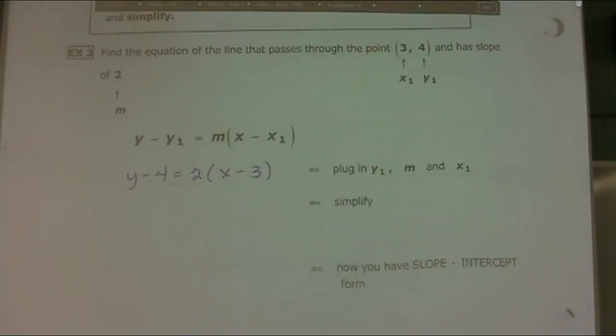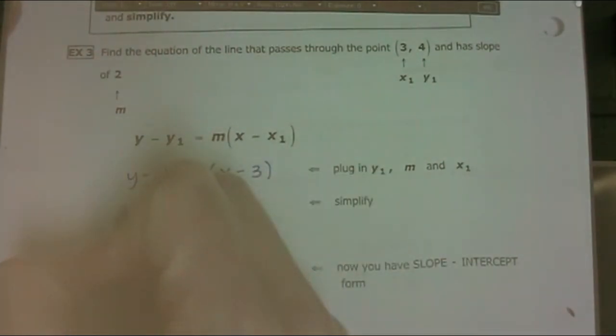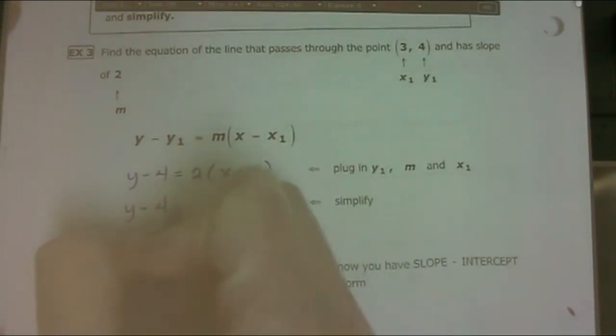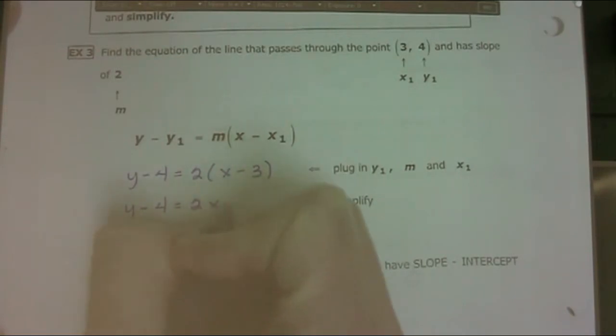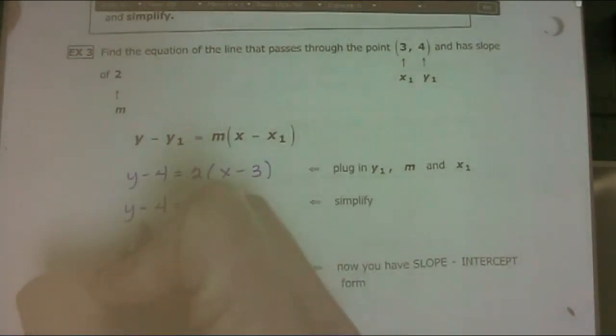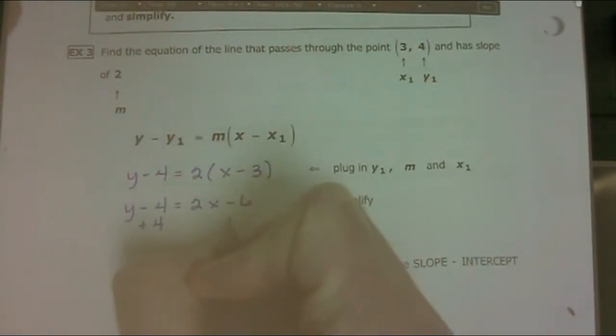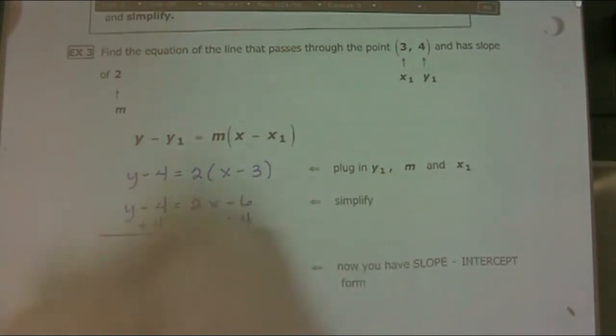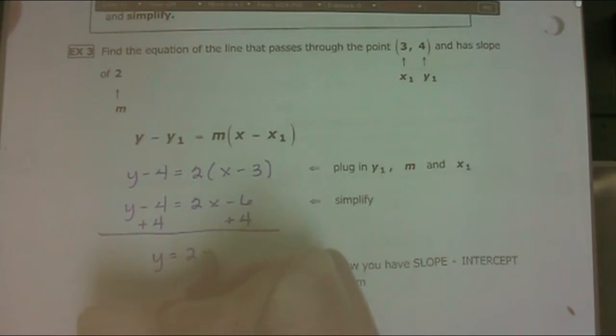All right, next thing I want to do is simplify this. So I'm going to distribute. I have y minus 4 equals 2x minus 6. I want to get all of my terms that are similar together, so I'm going to move this 4 over to the right-hand side. So I'm going to add 4 to both sides. When I do that, I've got y equals 2x minus 2.